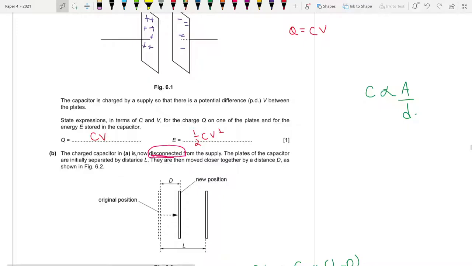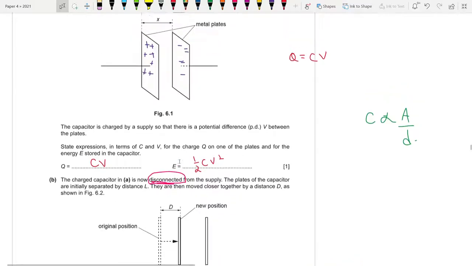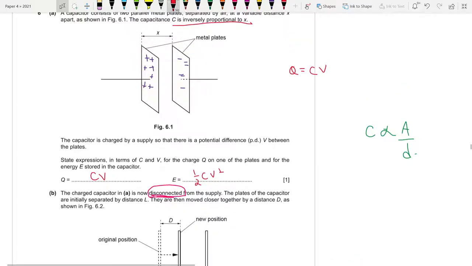Now listen, this capacitor was charged initially. The charged capacitor in A is now disconnected from the supply. So it was charged up, alright? It was charged up like this, suppose. And then we just disconnect it. Now, it will remain charged, by the way. Do you understand? Because the charge can't really flow because the circuit is incomplete. Because we disconnected it from the supply. The capacitor will remain charged.